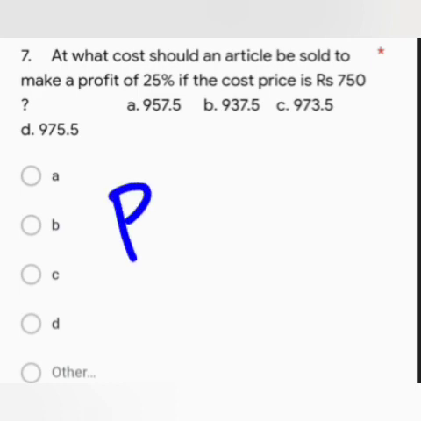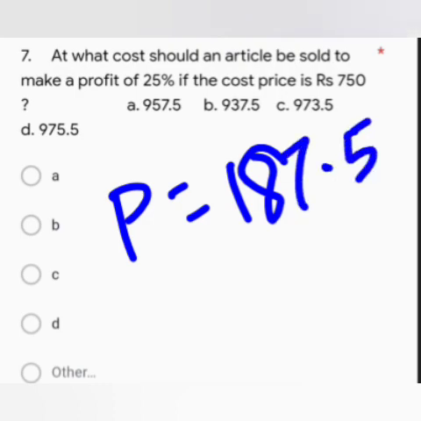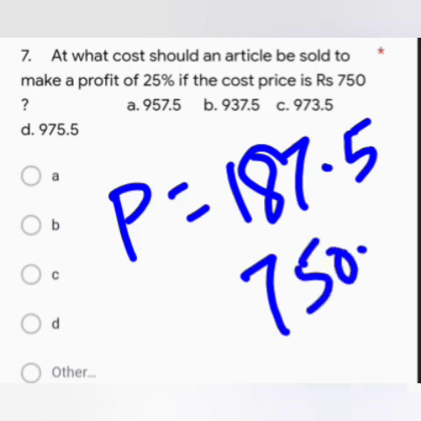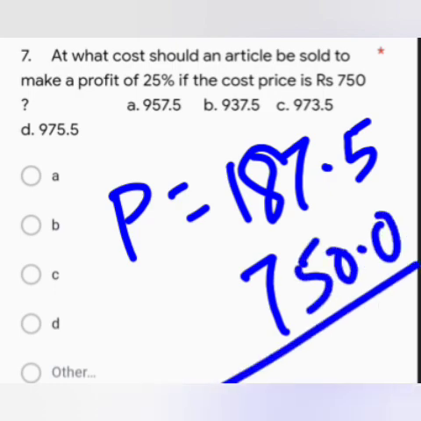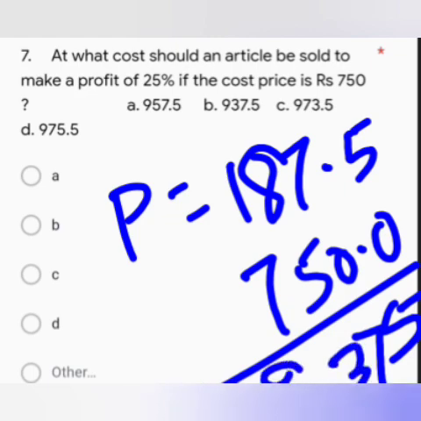So profit is 187.5. So what is your CP? CP is 750.0. So if you add both of these, you will get the SP, because SP will be greater than the CP. Here it is 5, 7, 8 and 5, 13, 3, 1, 7 and 1, 8 and 1, 9. So it will be 937.5. So 937.5 means B option is correct.